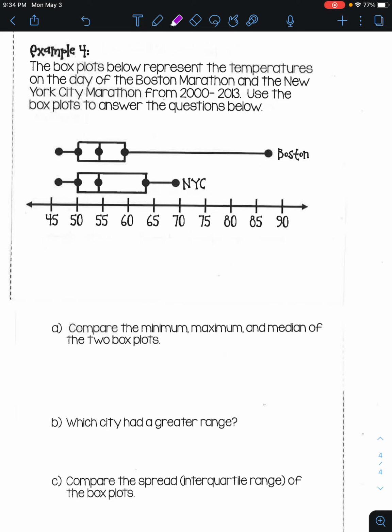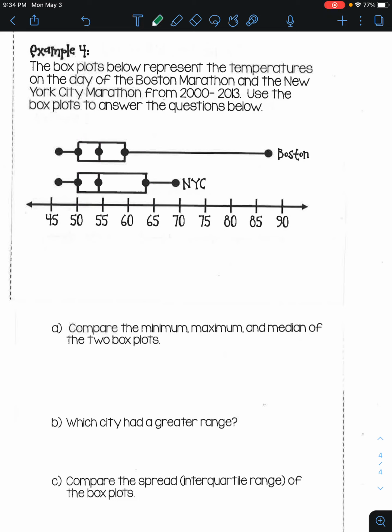Well, let's look at these box plots really quickly and just talk about them. They both have the same minimum, which is interesting, but they have very different maximums. What else do you notice is the same and different? Hopefully you notice that their medians and their first quartiles are the same, but their third quartiles are very different. All right, so let's answer our question.